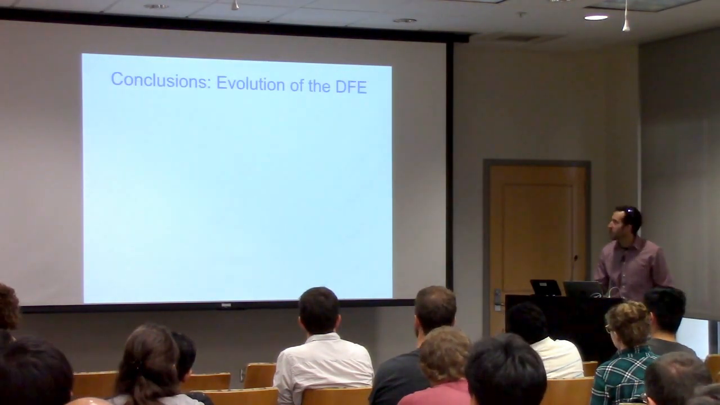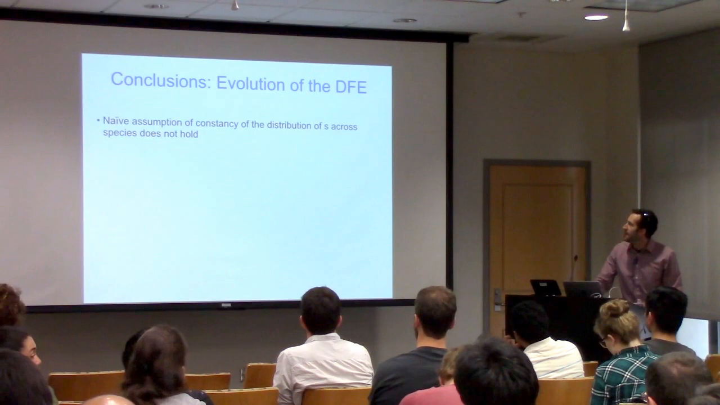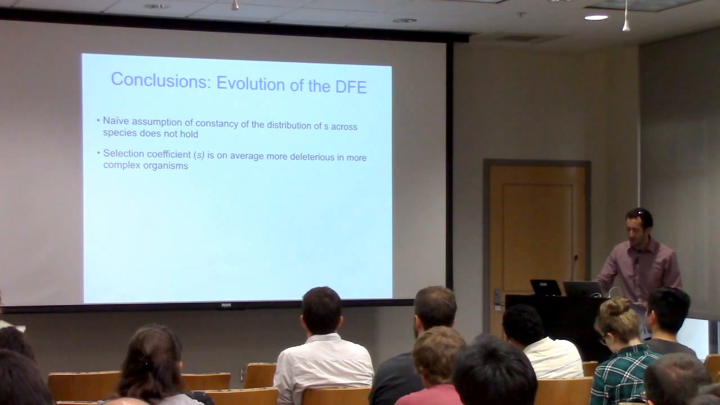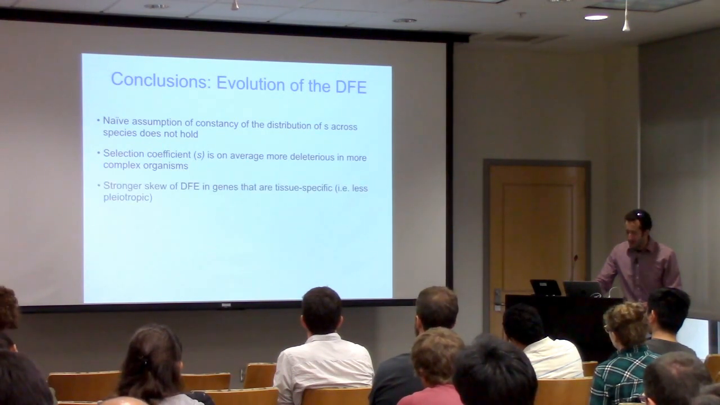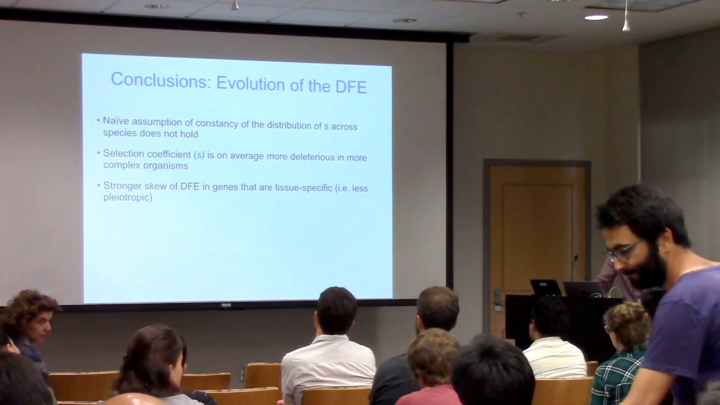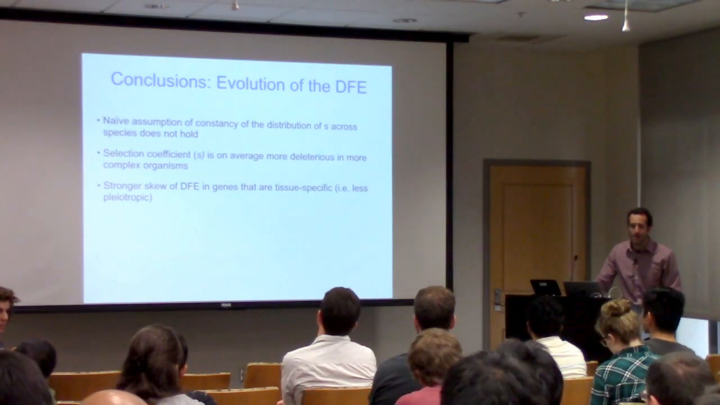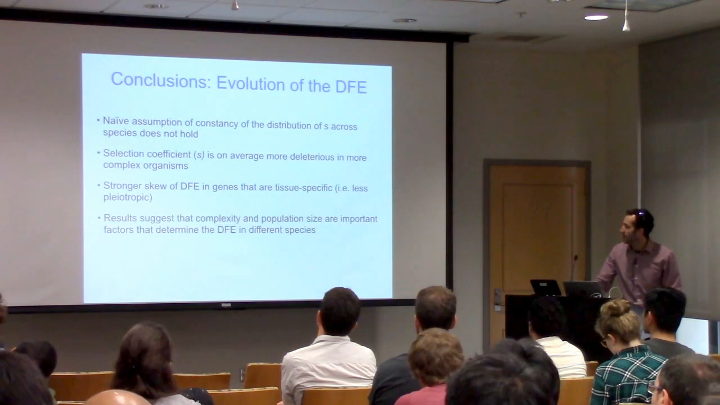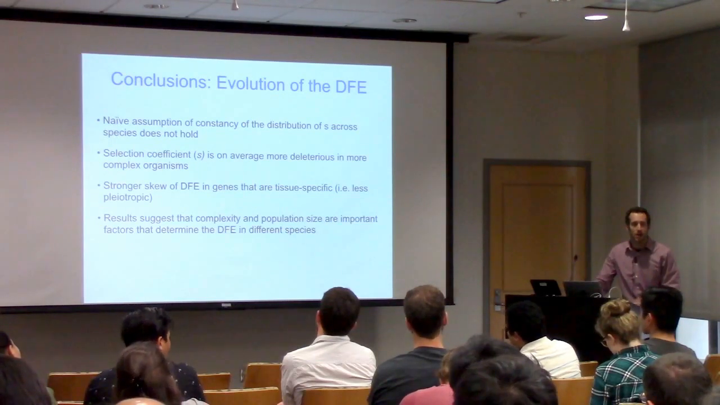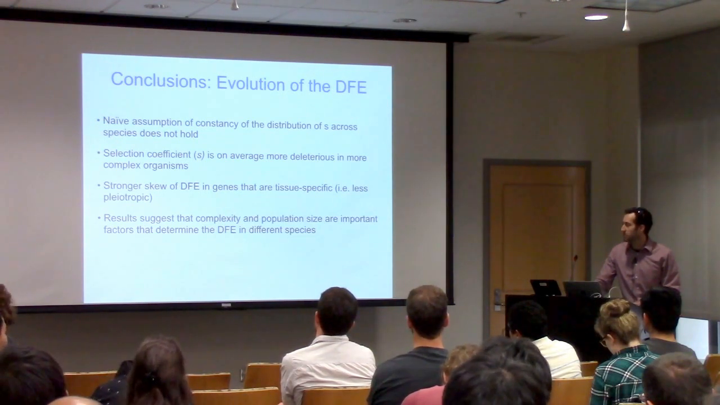of that spectrum. So in conclusion, the naive assumption that fitness effects are constant across species doesn't appear to hold. Selection coefficients on average tend to be more deleterious in more complex organisms. We find a stronger skew of the distribution of fitness effects in genes that are tissue specific or are less pleiotropic. And I think that's particularly interesting because it suggests that gene expression pattern has a lot to do with what distributions of fitness effects look like. And in sum, our results suggest that species complexity and long-term population size are really the key factors for determining what the distribution of fitness effects looks like in different species.